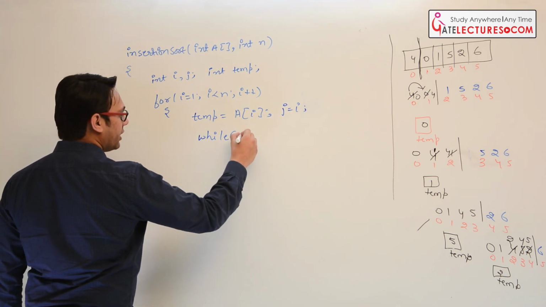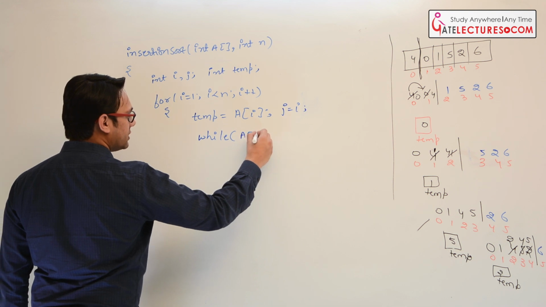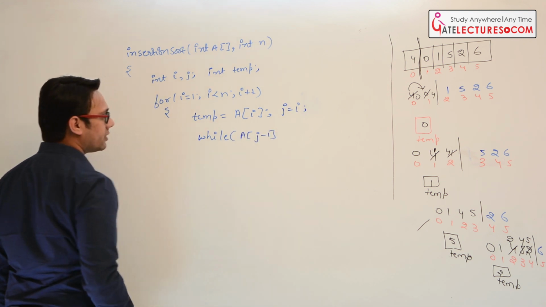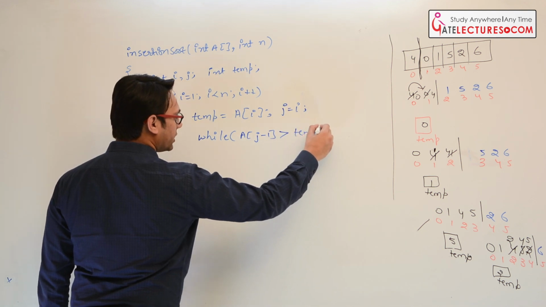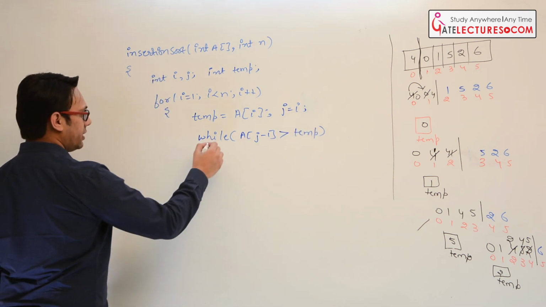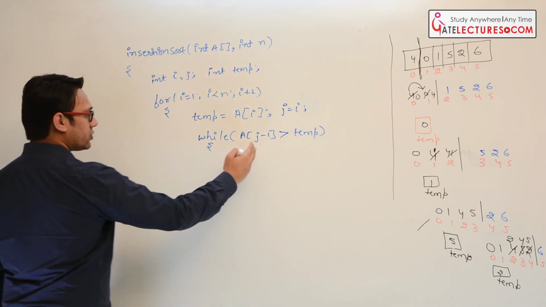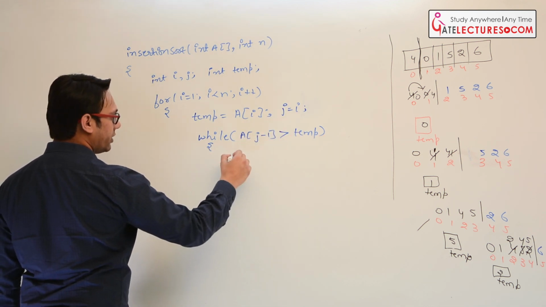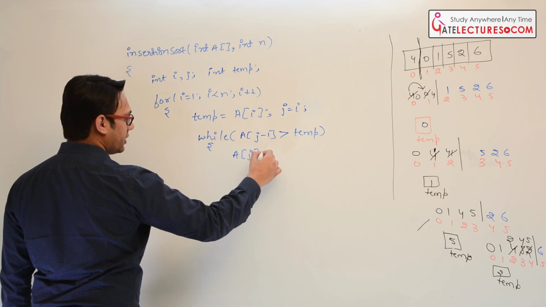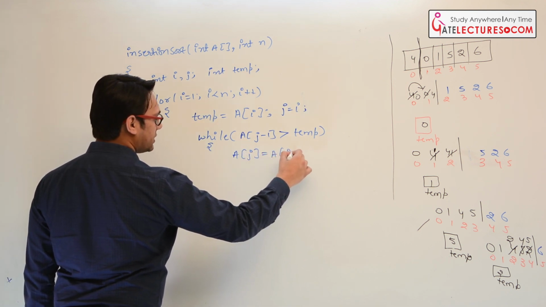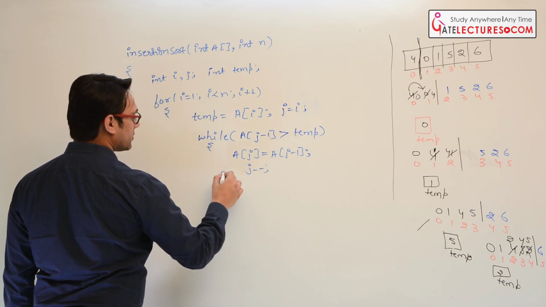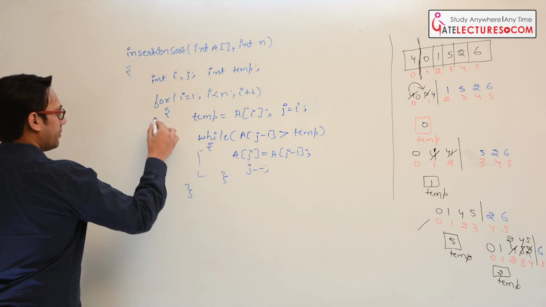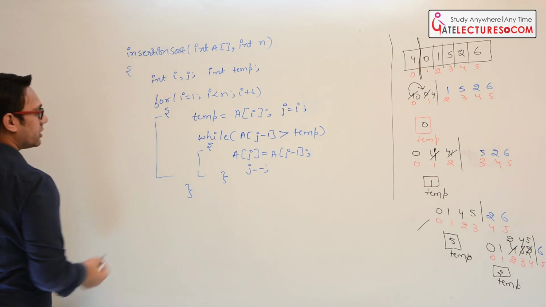So while a of j minus 1 is greater than the data stored in the temporary variable, then we have to swap this value. So we make a of j equal to a of j minus 1, and then we do j minus minus. But in this case, we have not handled one thing.